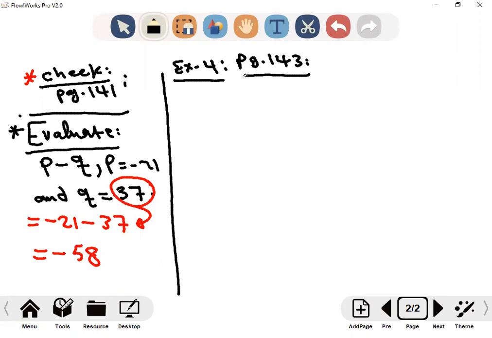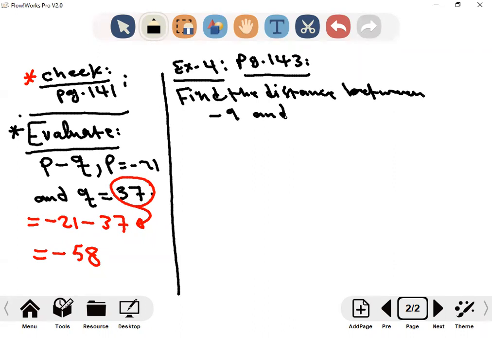The example says, find the distance between negative 9 and 8. I'll write the question. So for the students without a book, you need to copy. Find the distance between negative 9 and 8.